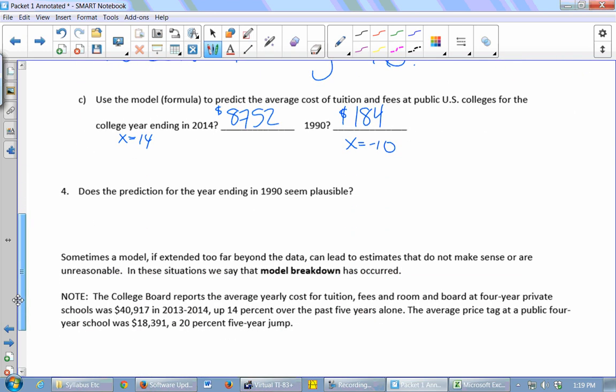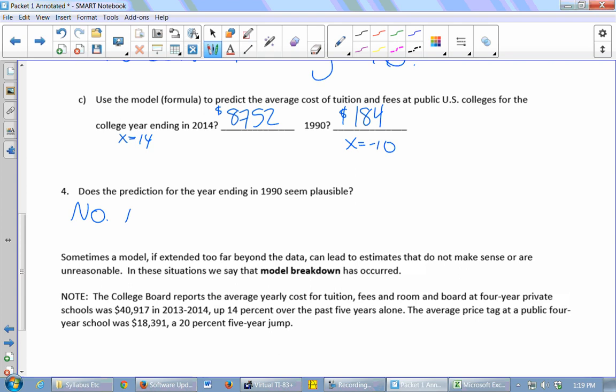Do you think that that's actually plausible? Do you think that tuition and fees in 1990 was actually $184? No. This is not a good prediction. So models can be incredibly useful, but you also have to use a little bit of common sense. A mathematical formula, just because it's a formula, doesn't mean it's always right. So no, it probably wasn't $184. It was probably more than that in 1990.